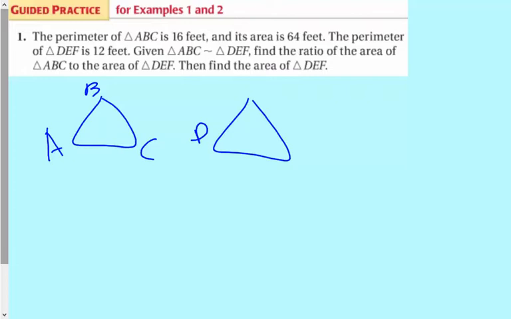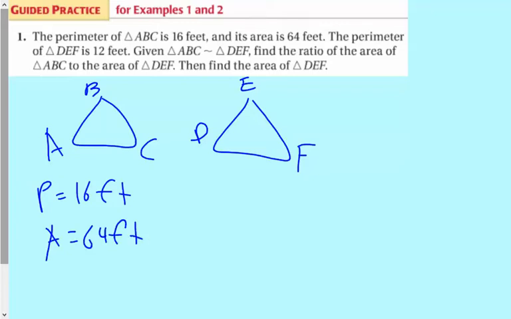And so what I'm going to do is just go through this piece by piece and label the things that I know. So the perimeter of ABC is 16, so P equals 16 feet. And the area is 64, so I'm going to write that down. The perimeter of DEF is 12. And they are similar. Okay, so right now, all I've done is write down information. Find the ratio of the areas.